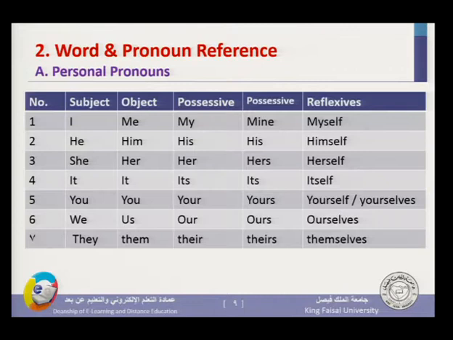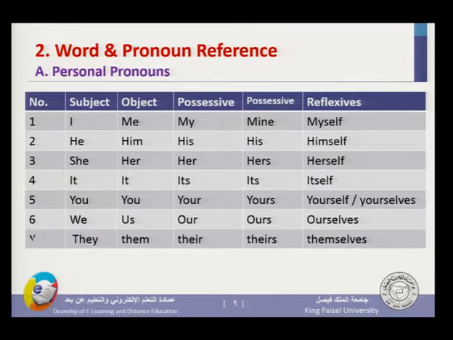These are the pronouns. Subject pronouns: I, he, she, it, you, we, they. I will give you just the first example. If I'm talking about myself, and I am the subject of a given sentence, I say I. If I is an object, it becomes me. If it is possessive, it is my. If it is a possessive pronoun, it becomes mine. And reflexive, it becomes myself.